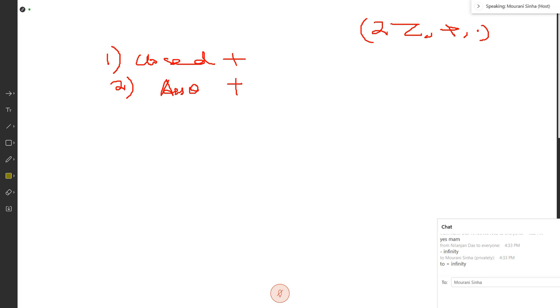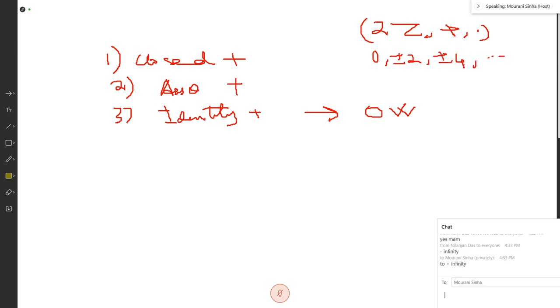Third, what is the third one? Identity. We have to find the identity element. For addition, zero is there, so zero is the identity element. Here the additive identity is 0, because if you add zero to any even number, it remains the same: 0 plus minus 2, plus minus 4. If I'm adding 0, I get back the same number.